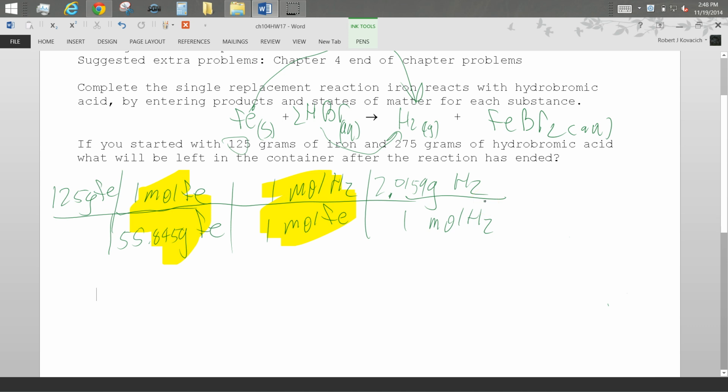No, it doesn't count them. We already did that. Gives you the mass. It gives me the mass. So this part here counts my irons. This part here counts how many hydrogens I'm going to make. And then this part right here tells me the mass of those hydrogens. Okay. And so I've got grams of H2.